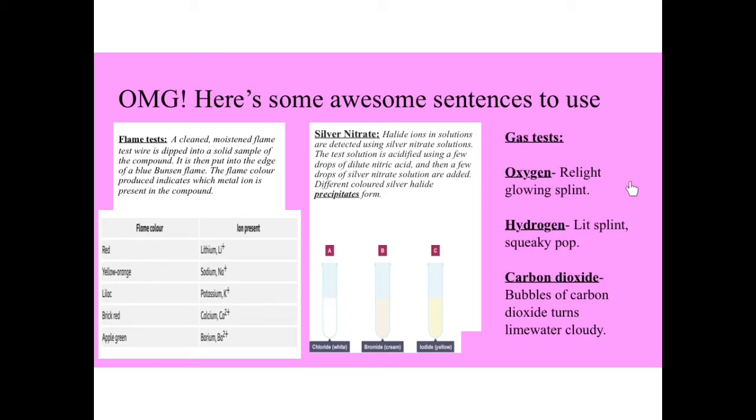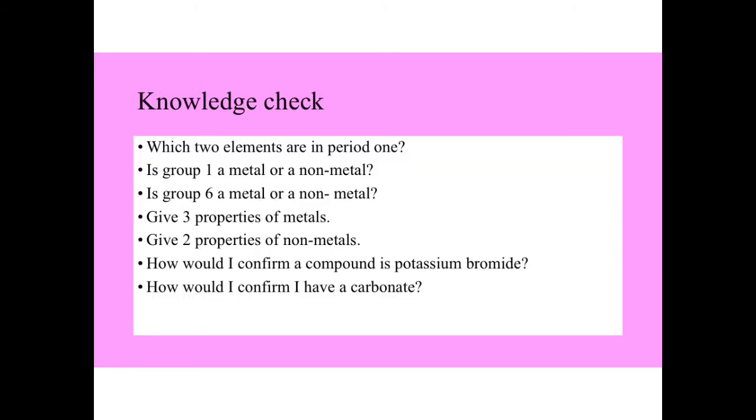And then finally, testing for the gases. Oxygen relights a glowing splint. Hydrogen: lit splint, squeaky pop. Do not write squeaky pop test, it's got to be lit splint, squeaky pop. For carbon dioxide, bubbles of carbon dioxide will turn lime water cloudy. Sometimes with carbon dioxide they'll say it's the carbonate test. With a carbonate, you've got to add the acid first, and then you'll get bubbles of carbon dioxide.